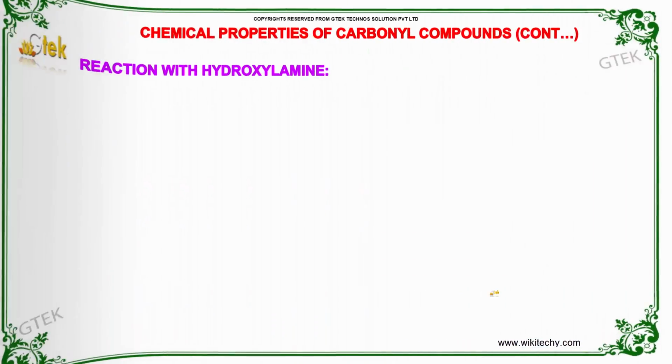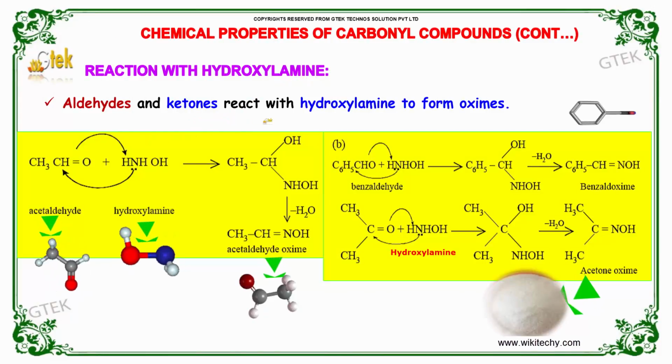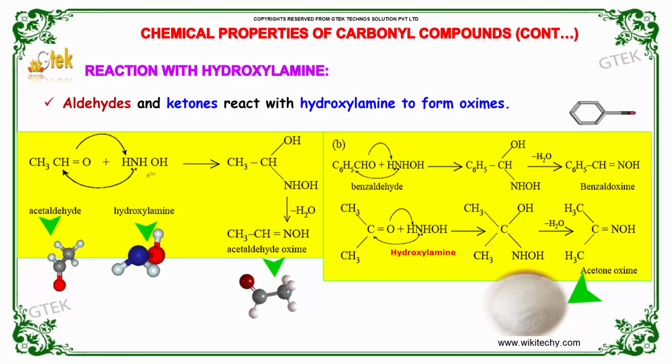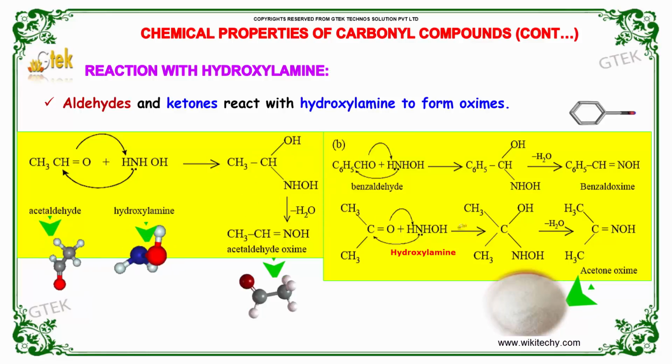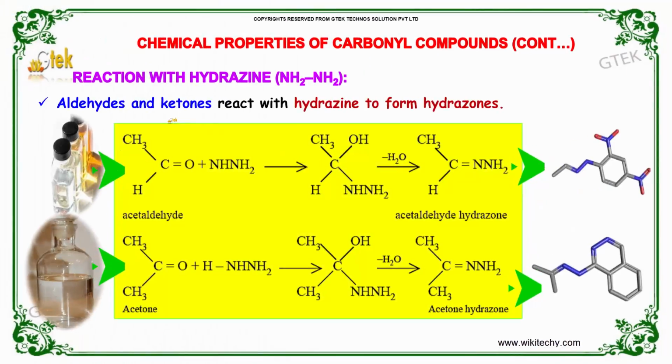Reaction with hydroxylamine. Aldehydes and ketones react with hydroxylamine to form oximes. Acetaldehyde, when reacted with hydroxylamine, produces acetaldehyde oxime. Aldehydes and ketones react with hydrazine to form hydrazones. Acetaldehyde, on reaction with NH2NH2, produces acetaldehyde hydrazone, and acetone produces acetone hydrazone, as we can see here.